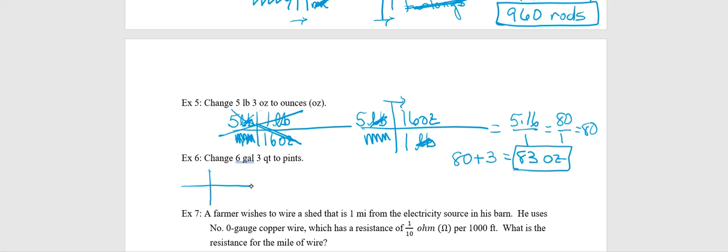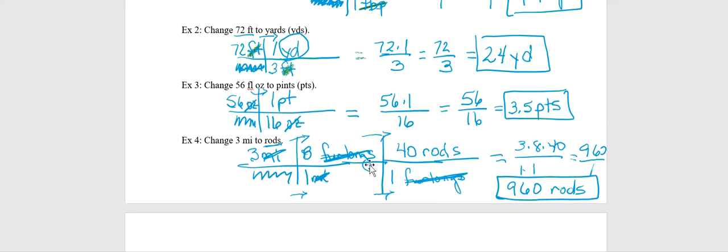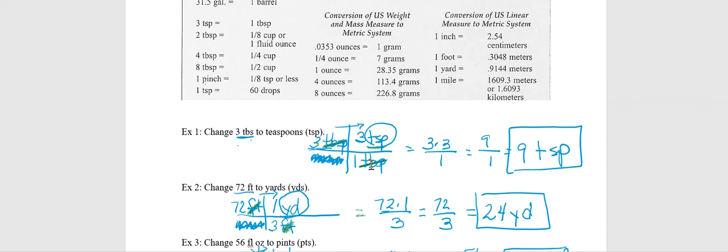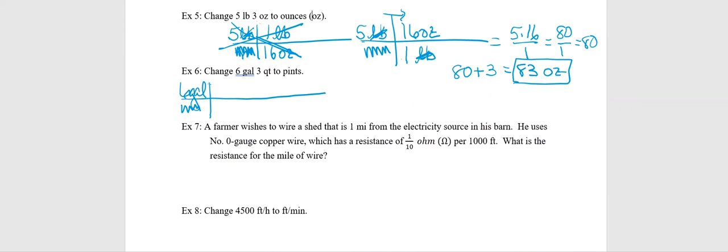So 6 gallons is where we're starting. So let's see what we can find out about gallons and quarts. There are 4 quarts in a gallon. So 1 gallon has 4 quarts. So let's go ahead and figure out what this is. So 6 times 4 over 1. So I'm at 24 quarts.